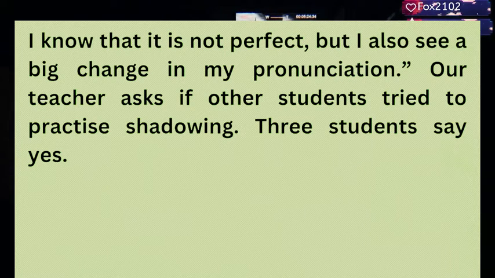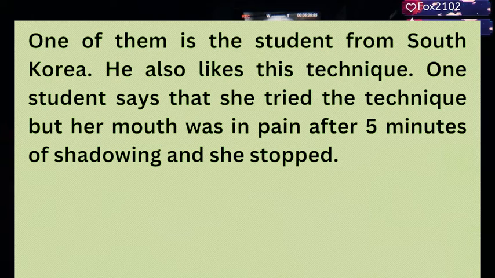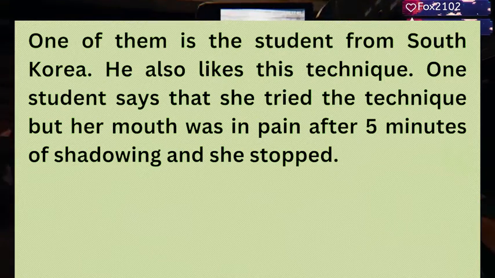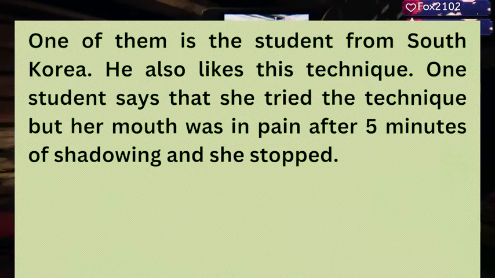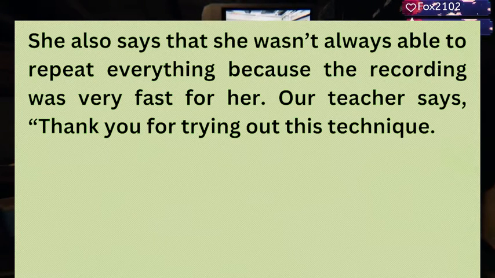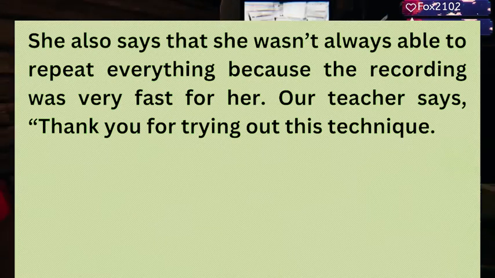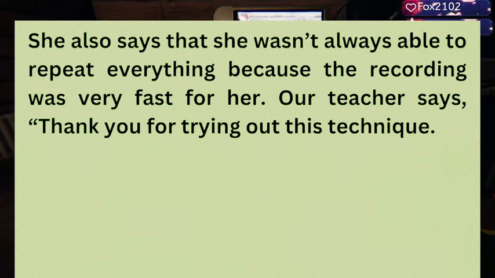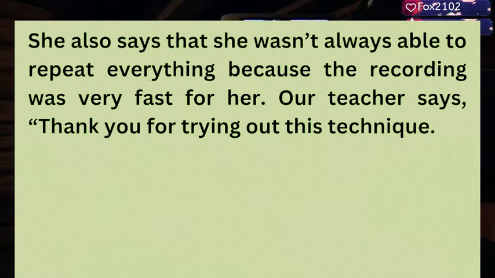Our teacher asks if other students tried to practice shadowing. 3 students say yes. One of them is the student from South Korea. He also likes this technique. One student says that she tried the technique, but her mouth was in pain after 5 minutes of shadowing, and she stopped. She also says that she wasn't always able to repeat everything because the recording was very fast for her. Our teacher says, "Thank you for trying out this technique.